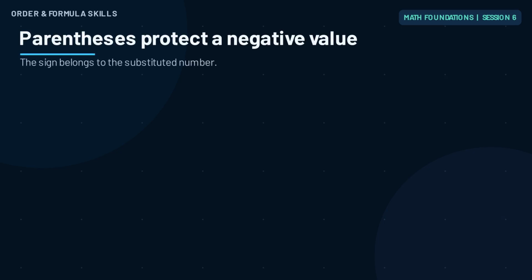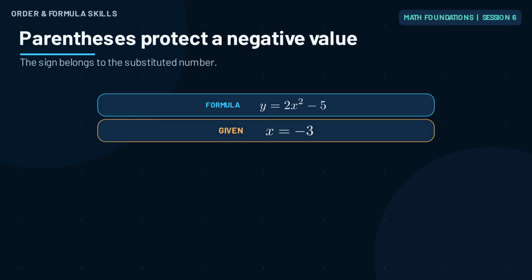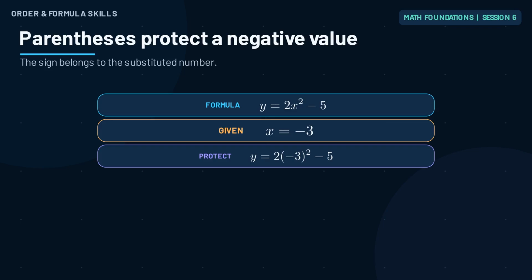Negative values need parentheses because the sign belongs to the substituted number. Evaluate y equals 2x squared minus 5 when x equals negative 3. Write the given as x equals negative 3 before touching the formula. Replace x with the complete value in parentheses, 2 times (negative 3) squared minus 5.